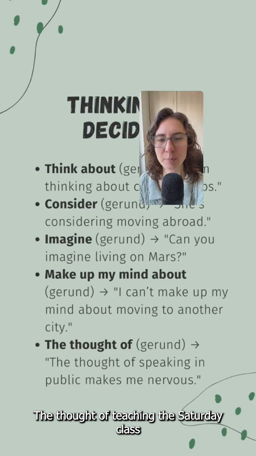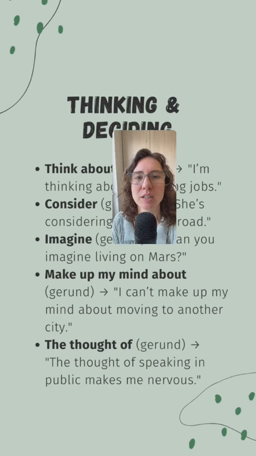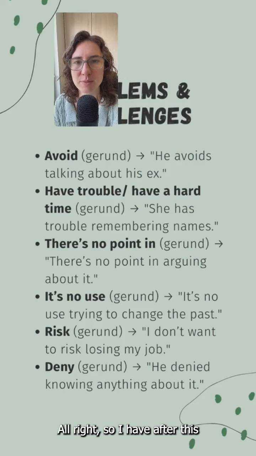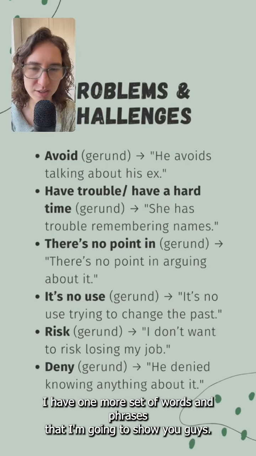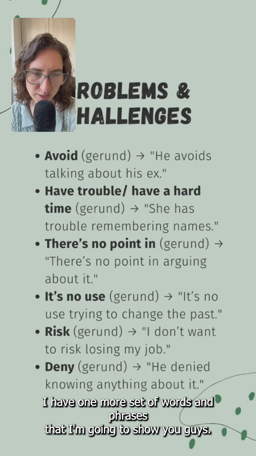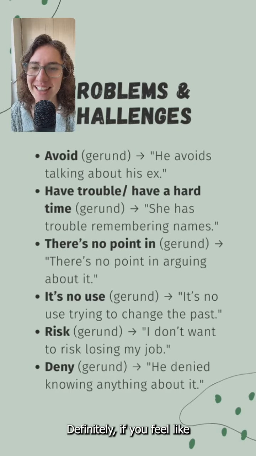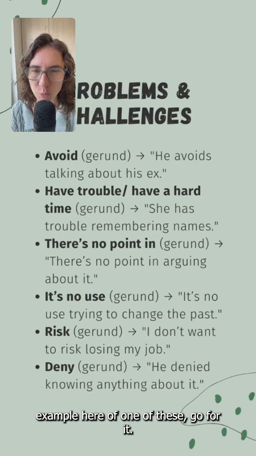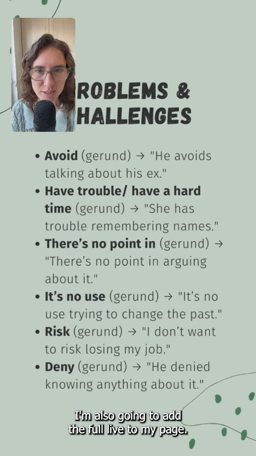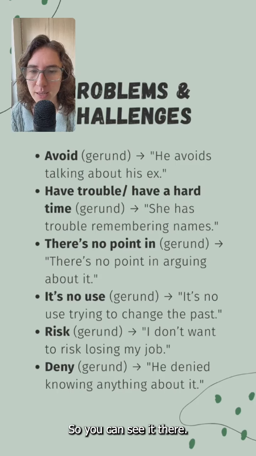All right, so I'm going to bring us to the last but not least, the last set of words, problems and challenges. So some of these are just words. Others are complete chunks of phrases, chunks of English that are followed by the ing verbs, by the gerunds. So when we're talking about problems and challenges, we have "to avoid." He avoids talking about his ex.